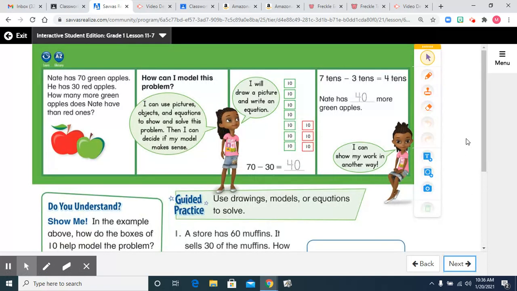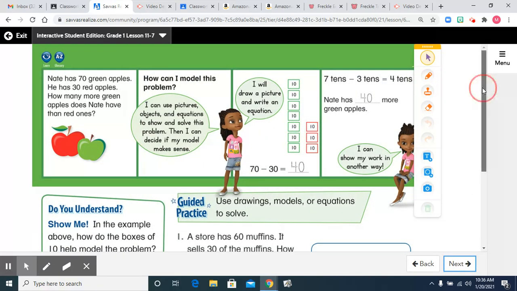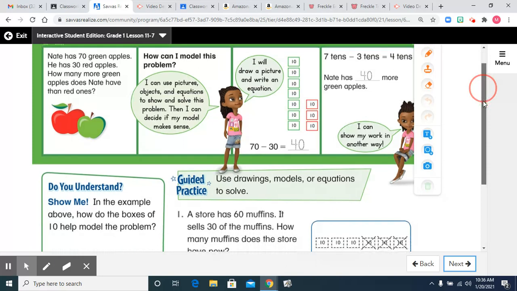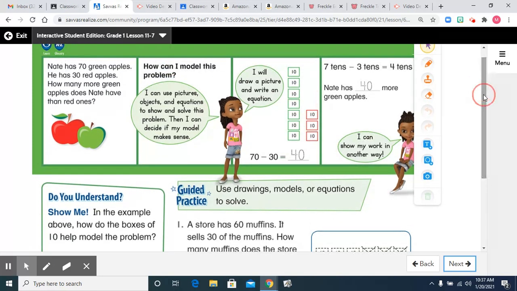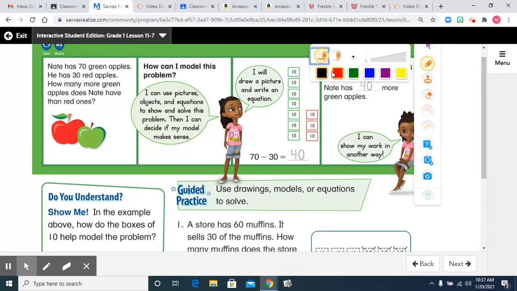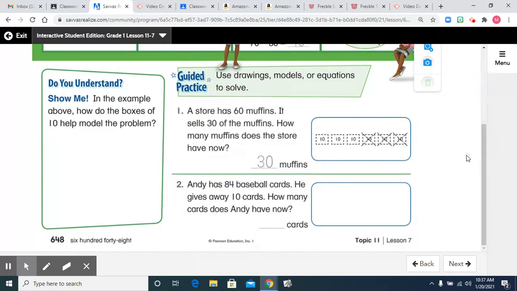At the top is a girl from the video, and she's showing you how she drew pictures to solve the equation at the top. Okay? All right, let's look at number 1 and number 2. Let's read the directions first, see what we have to do. It says, use drawings, models, or equations to solve. Number 1, it says, a store has 60 muffins. It sells 30 of the muffins. How many muffins does the store have now?